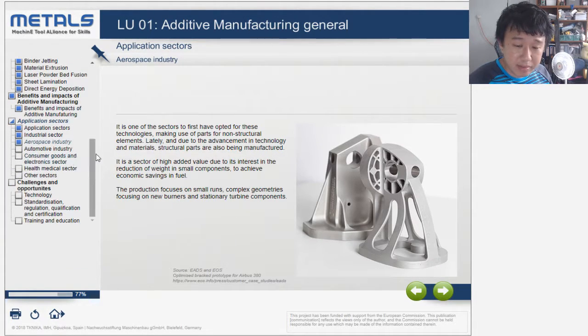Alright, pretty self-explanatory. Basically, the aerospace industry likes to create aeroplanes that are light and strong, so that's why 3D printing can create such parts for the aerospace industry.